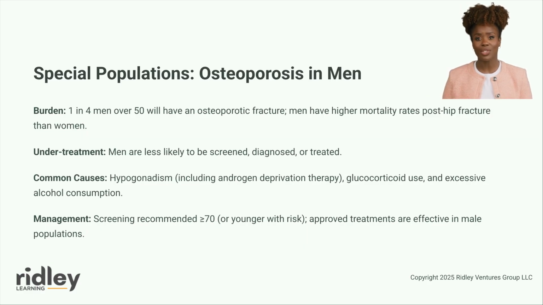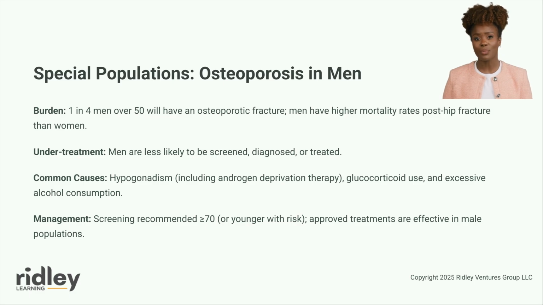Osteoporosis in men has historically received less attention than in women, despite substantial disease burden. Approximately 1 in 4 men over age 50 will experience an osteoporotic fracture during their remaining lifetime. Men who sustain hip fractures have higher mortality rates than women, yet are less likely to be screened, diagnosed, or treated for osteoporosis. Secondary causes of osteoporosis are more prevalent in men than in women. Hypogonadism, including that induced by androgen deprivation therapy for prostate cancer, glucocorticoid use, and excessive alcohol consumption represent common contributors.